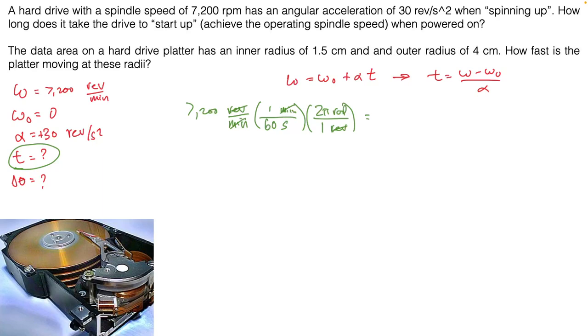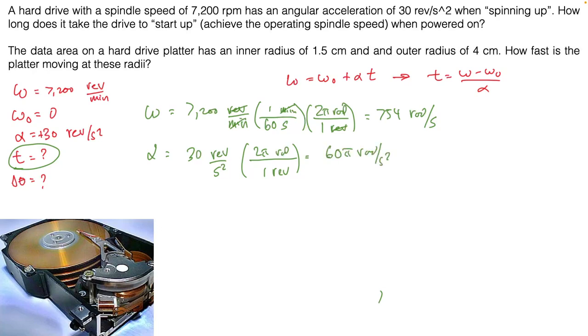754 radians per second. Did anybody else calculate and get the same number? Yeah. Okay, good. All right, so we got that one. That's our omega, right? Now we need to do our alpha. Get that in from 30 revolutions per second squared. Do we need to do anything about the second squared? No, the second squared is okay. So for every one revolution, 2 pi radians, which means this is 60 pi radians per second squared.